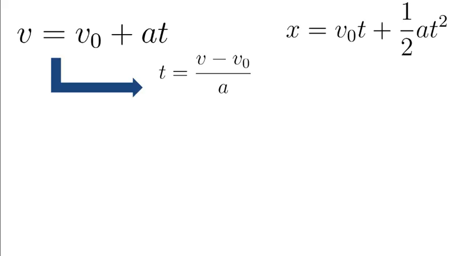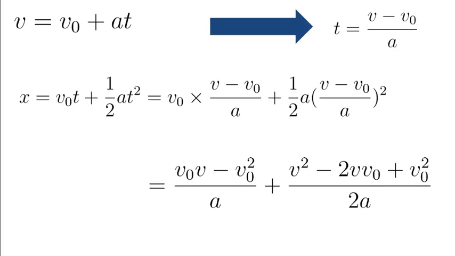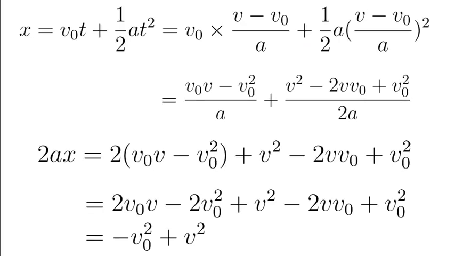First, let's actually solve for t. This gives us the following equation. Substitute this expression for t into the expression for x. Substituting into the equation gives us this expression. Next, we multiply this expression for x by 2a and simplify it. Now, if we multiply by 2a, we get this simplified form.